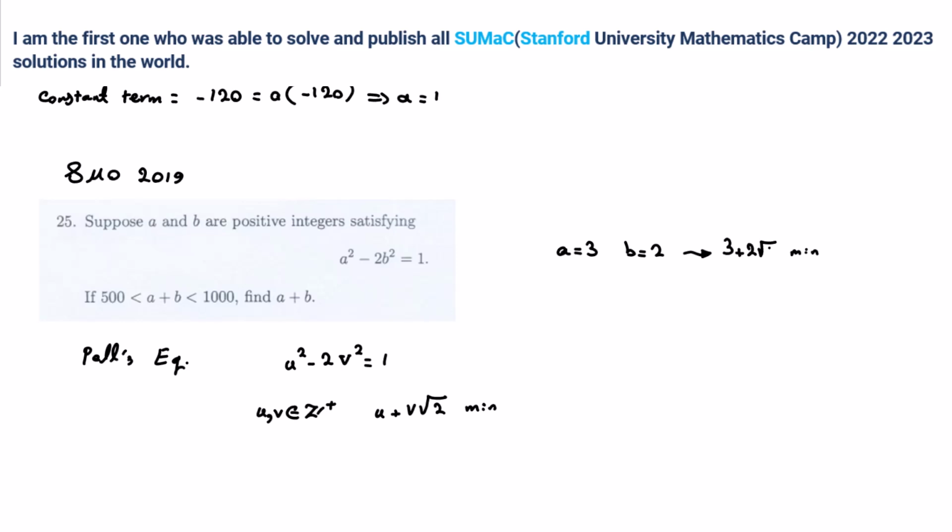Can someone else find why it is minimum? 3 plus 2 root 2. Why is it minimum? Yes, we should make sure. So try to prove no one can find a better answer than this, for example u and v that are positive with u plus v root 2 less than ours. So try to prove it's minimum.